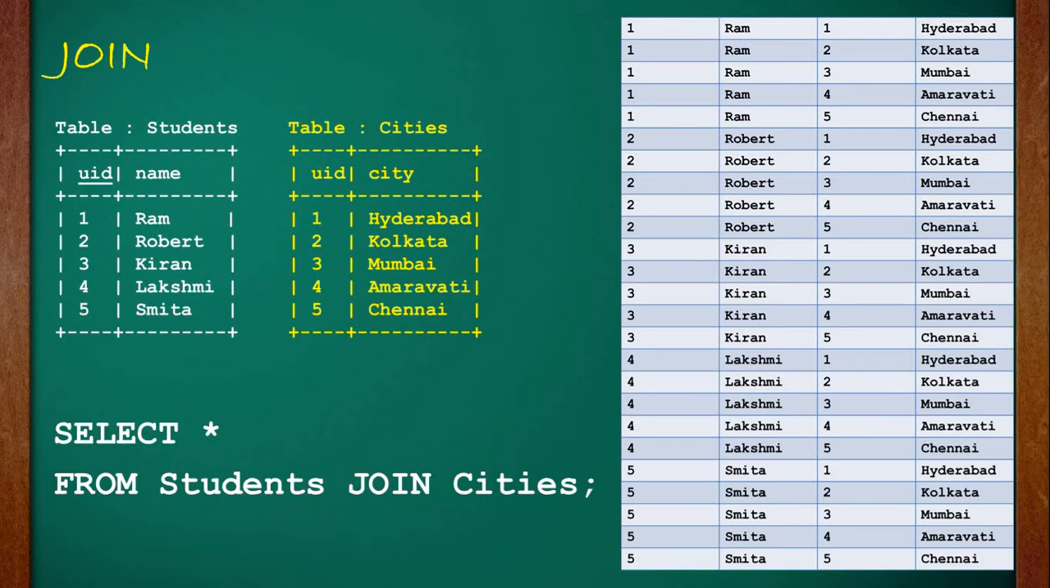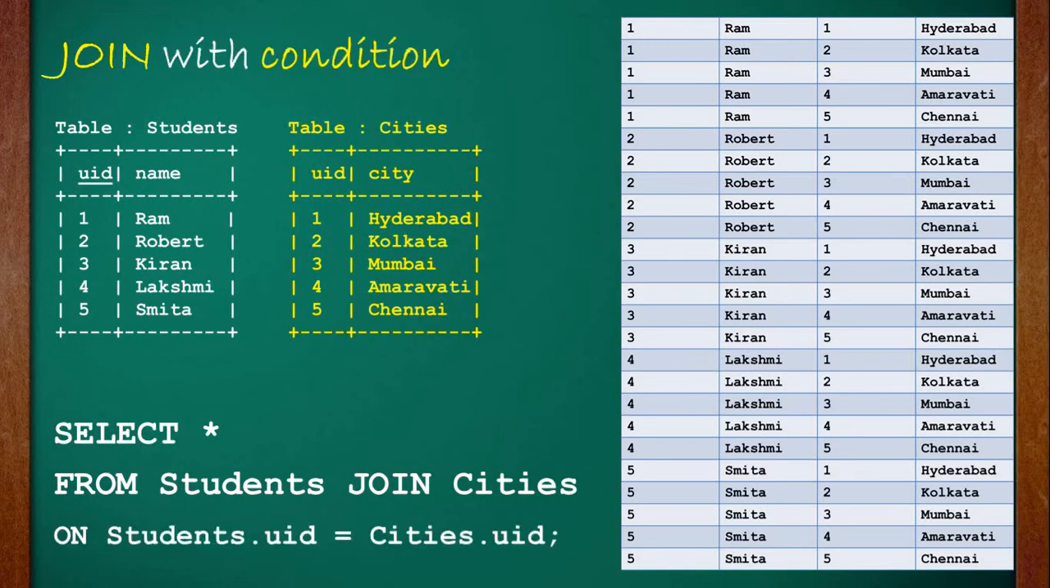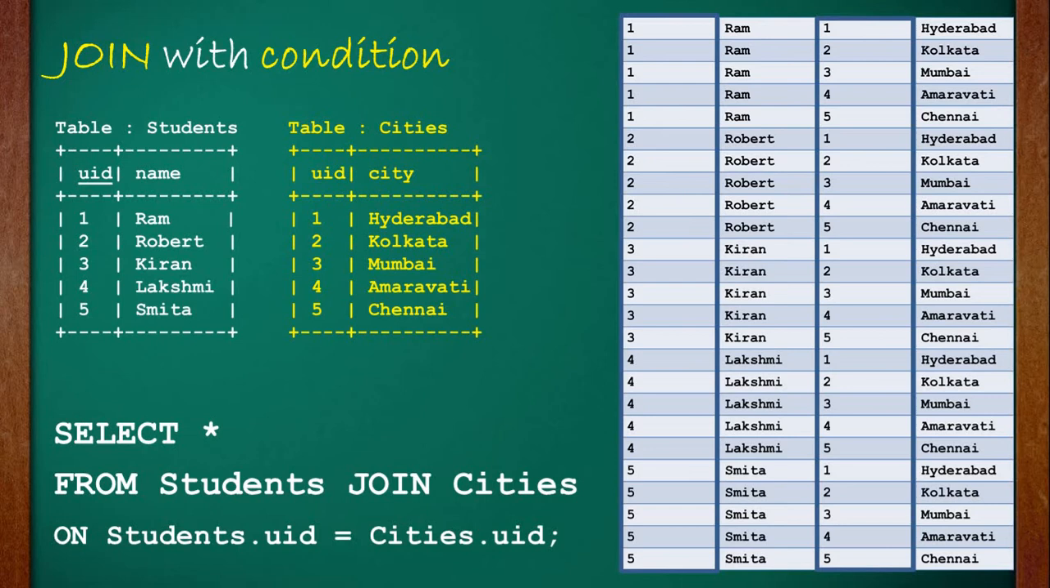And so the query changes to this. Select star from students join cities on students.uid is equal to cities.uid. I want to join these two tables wherever the UID in the students table is equal to the UID in the cities table. The first part of the query will give me the Cartesian product which you are seeing on the screen, and the condition will start working as soon as the Cartesian product is ready. Here the condition is imposed on the UIDs of the students table and the UIDs of the cities table.